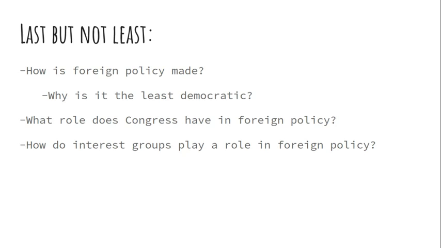What role, if we're looking now at the second answer, the second question, what role does Congress have in foreign policy?